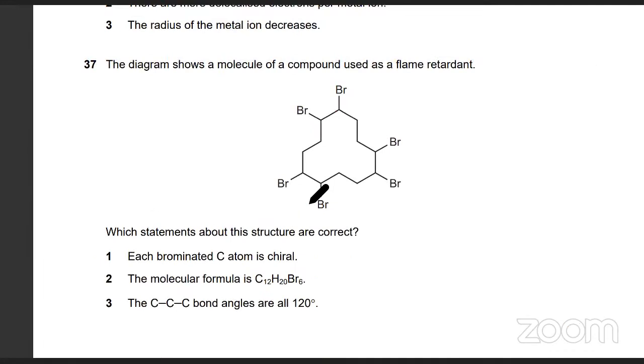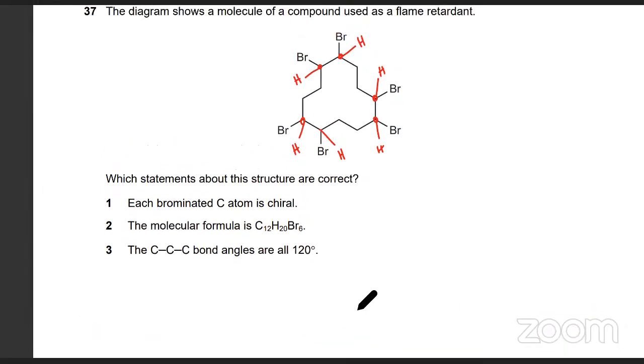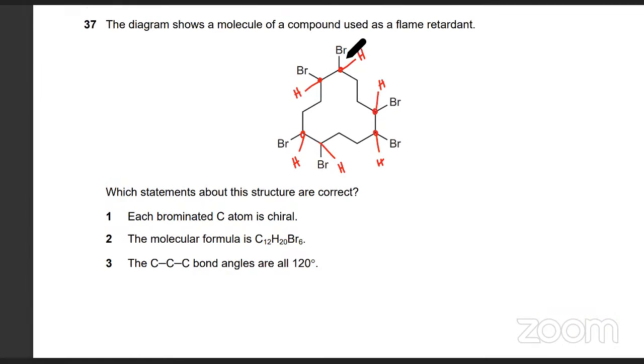Okay, next: for which statement is each brominated carbon chiral? Chiral means 4 different groups attached to it. There's going to be 1 H as well with each one of them. So all of them will have one H. Carbon makes 4 bonds, so all these carbons have 1 H. Let me repeat. This is summer 2113. So all of them are chiral.